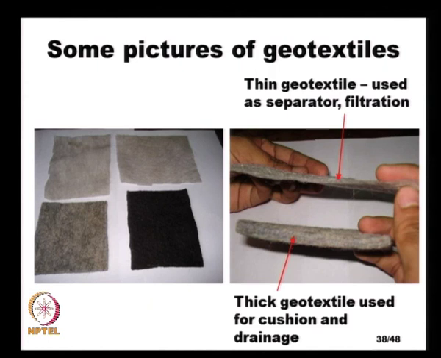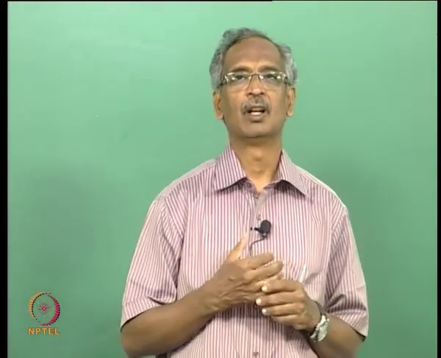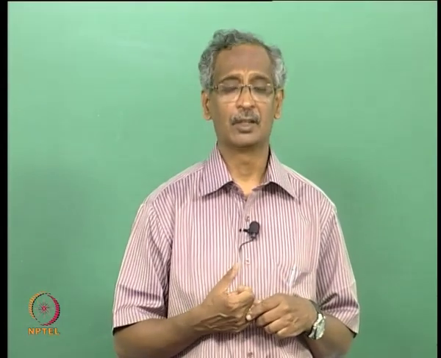We could have very thin geotextiles, which could be used as a separator or as a filter. And we can also have thick geotextiles. Some of these thick geotextiles are as thick as 10 millimeters to even 15 millimeters. And the thick geotextiles are used for drainage purposes. Especially if you want the water to flow away from the pavement, we can provide a very thick geotextile so that the water can flow along the thickness of the geotextile.